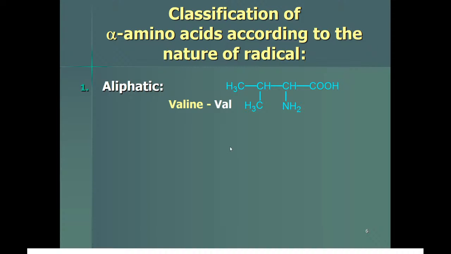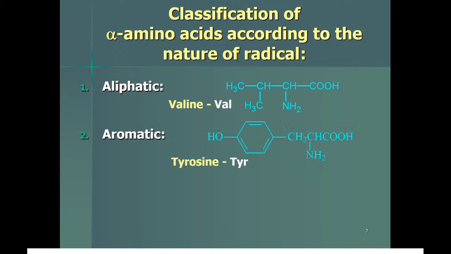The second classification of amino acids is the classification according to the nature of radicals. Radicals can be, same as for any functional group compounds, classified as aliphatic and cyclic. Aliphatic, branched or not, inside this group there can be extra functional groups present. So aliphatic, for example valine, shorter alkyl, then aromatic and cyclic.